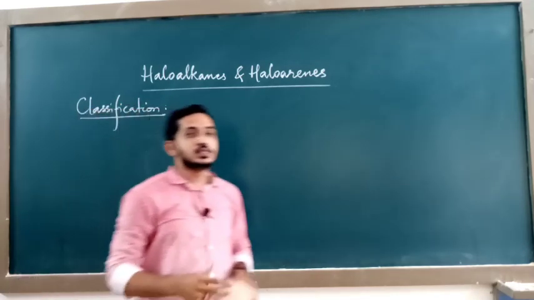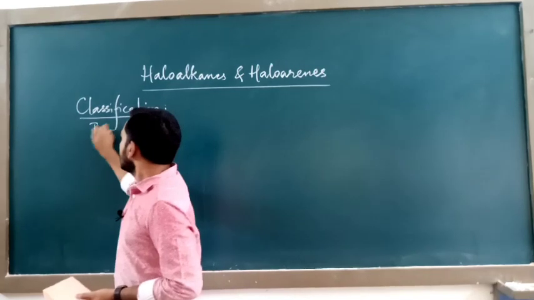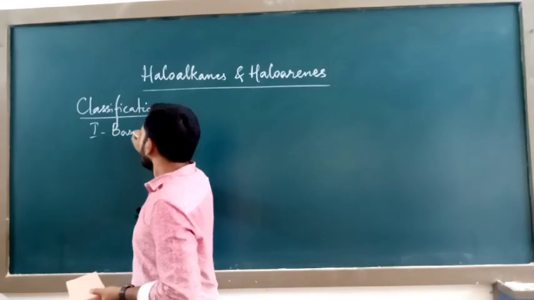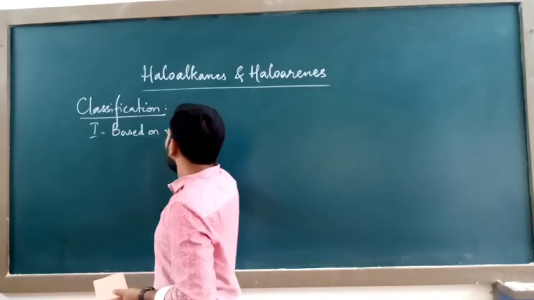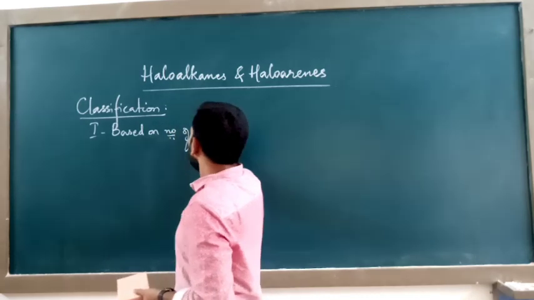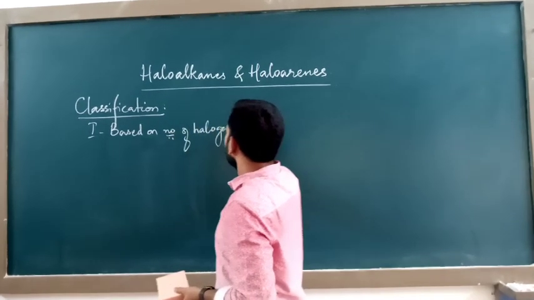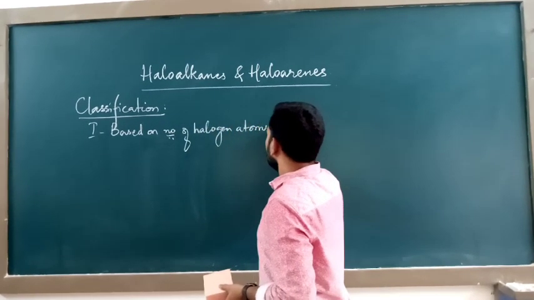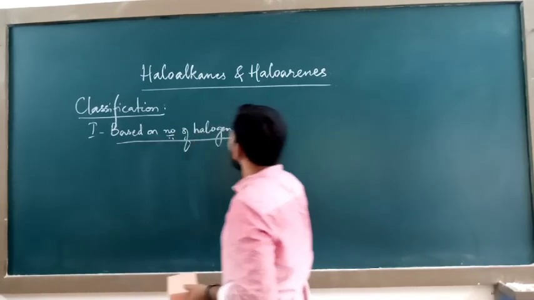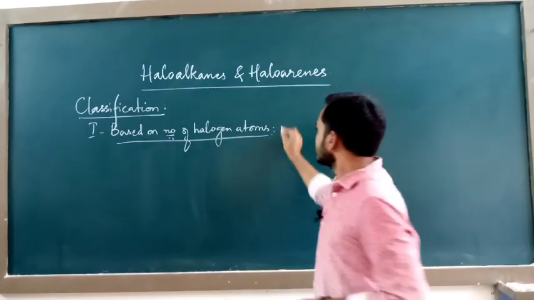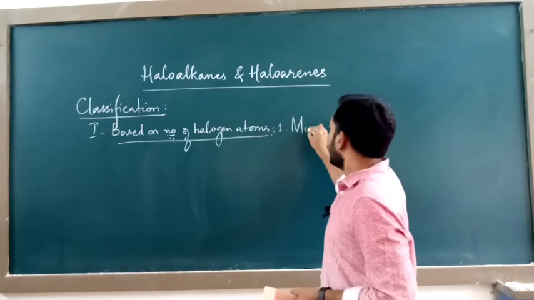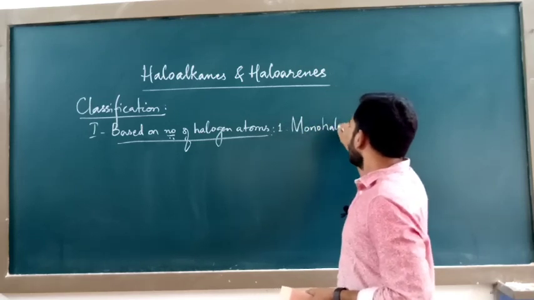Haloalkanes are classified into several types. The first is based on the number of halogen atoms they contain. The first type is monohaloalkane.